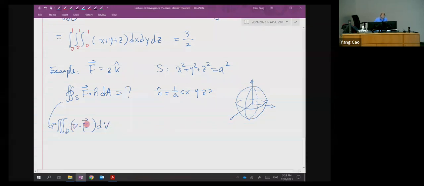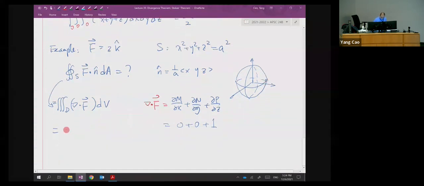So to use the divergence theorem, basically you need to calculate del dot F first. That can be calculated offline, outside the integral. So you get partial M partial x, partial N partial y, partial P partial z. The good thing is the current vector field has no X and Y component, no i or j component. So your first two terms will be 0, and the last term, partial P over partial z, is 1. So the divergence gives you 1.